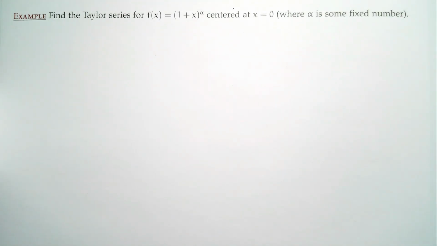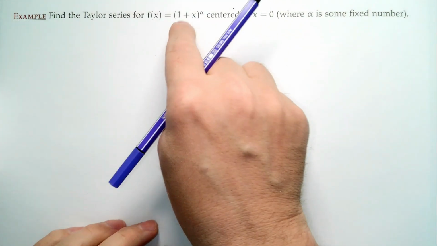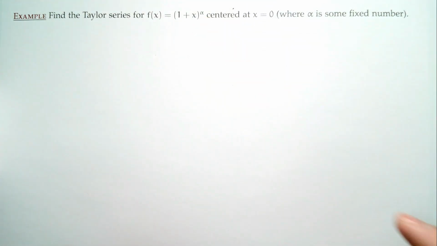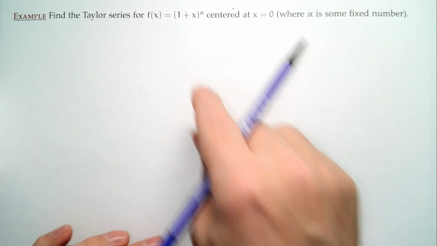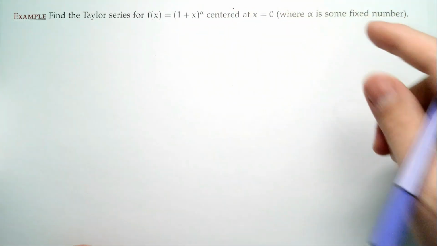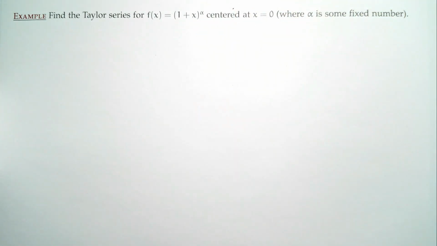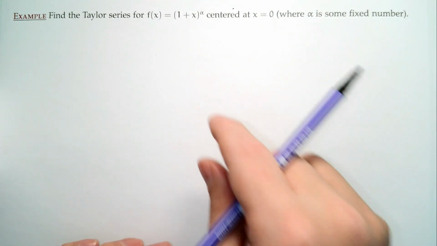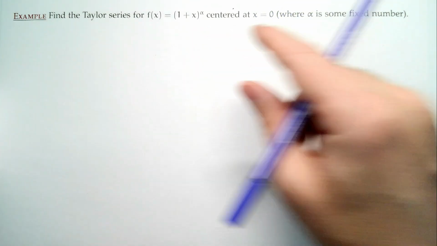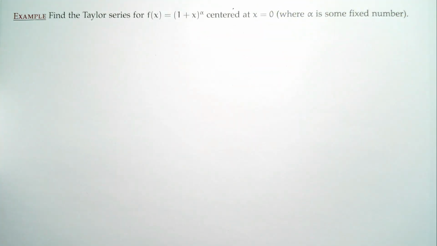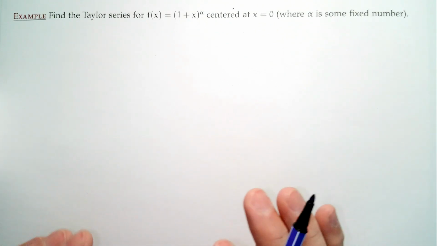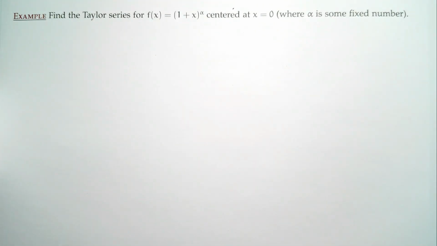Now I will say that depending upon alpha, this can be very, very easy. For example, 1 plus x to the 1. Well, that's 1 plus x. 1 plus x squared is 1 plus 2x plus x squared. But of course, what about 1 plus x to the pi? Not so clear now.